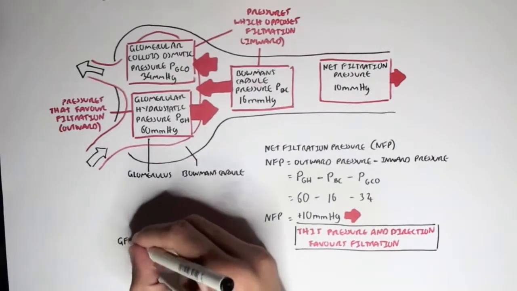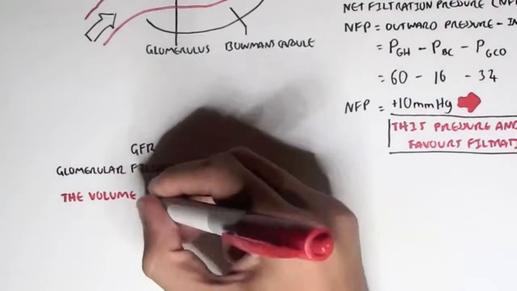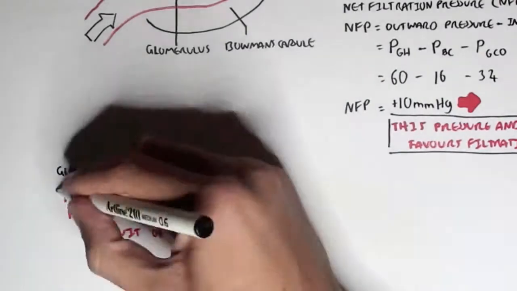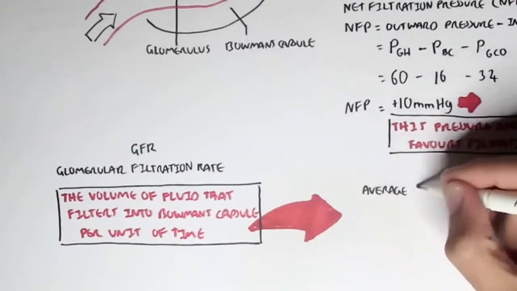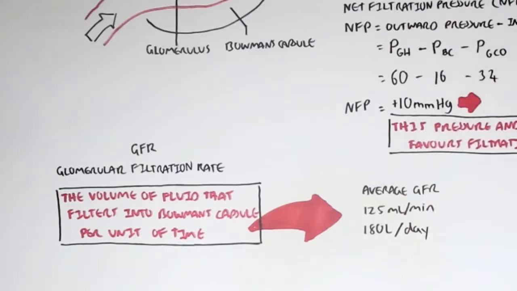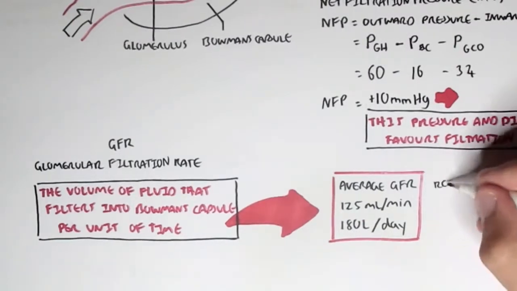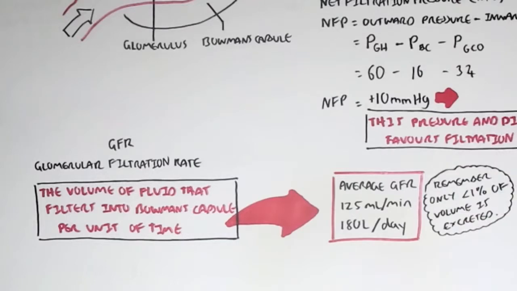Next concept to understand is what's called GFR, the glomerular filtration rate. GFR is the volume of fluid that filters into the Bowman's capsule per unit of time. And this is, on average, for a human, 125 mils per minute or 180 liters a day. So this is just the amount filtered. But remember that less than 1% of the volume is actually excreted.